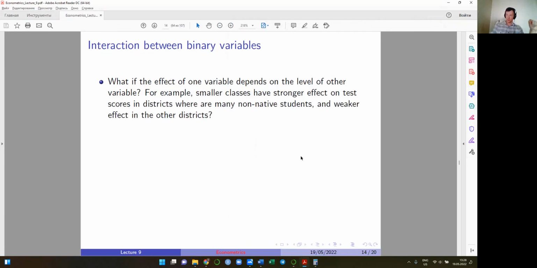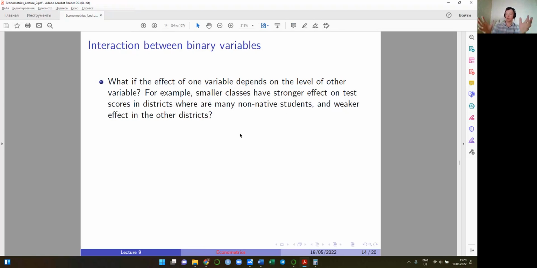The second case of nonlinearity that we started with was about different slopes of lines for different groups. And this is called an interaction between variables. So the question here is, what if the effect of one variable depends on the level of another variable? For example, smaller classes have a stronger effect on test scores in districts with many non-native students, and a weaker effect in other districts. Well, it has some logic.